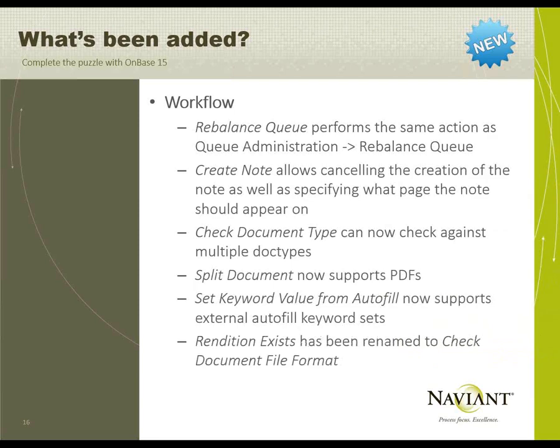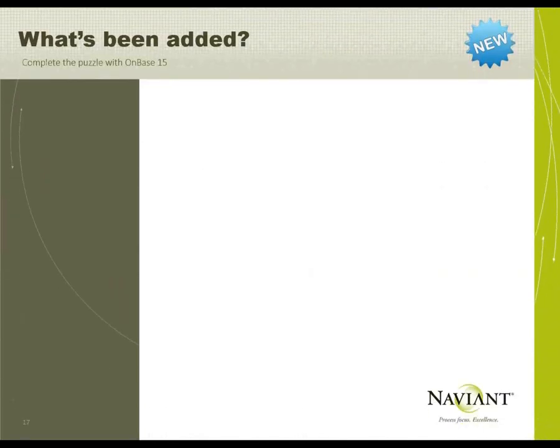A rendition exists has been changed. Its name has been changed to check document file format because it's basically what it does. It checks to see if it is a text file or an image file or a PDF file. So it's a little less confusing now. I believe this is our last workflow thing. First or last document is now first or last item because it can now work on workview objects.